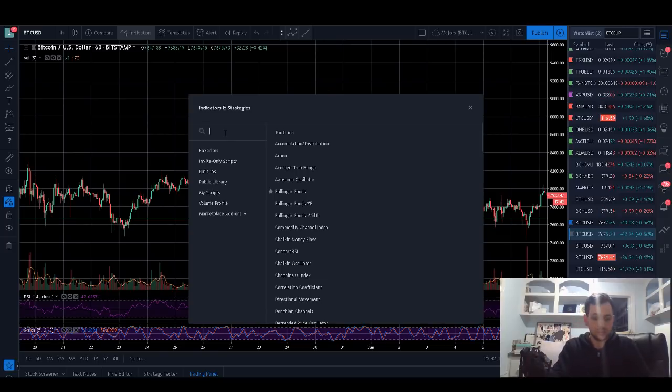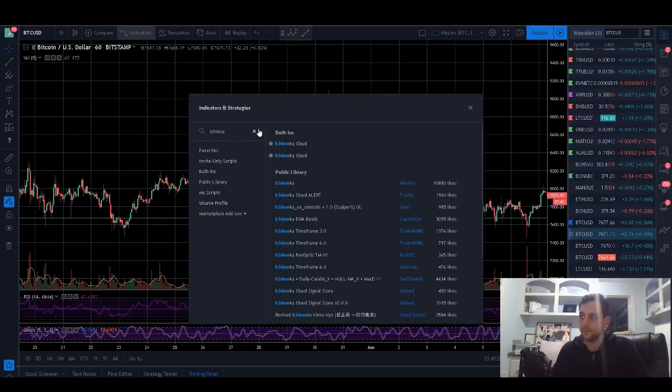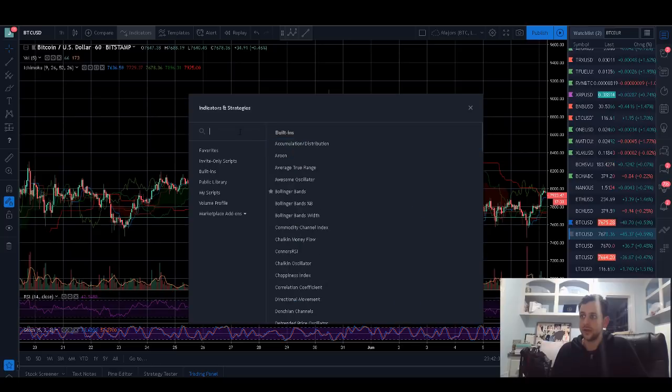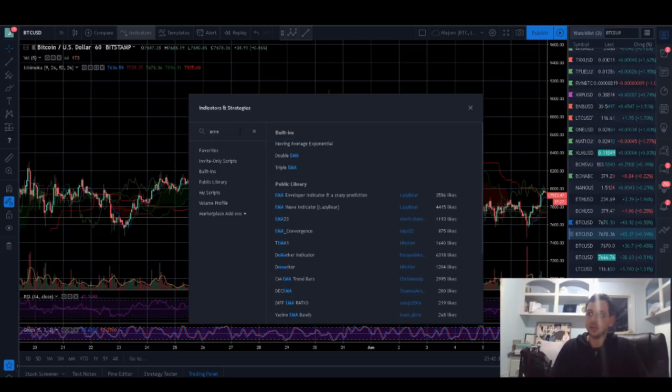So one of them that I use is called the Ichimoku cloud. So I'm going to use the Ichimoku cloud. I'm going to click that. Now that's going to pop up here. Now Ichimoku cloud shows up as one of the indicators. The other indicator I use is the EMA, exponential moving average. So I can click moving average exponential multiple times and have multiple instances of it appear, and then I can change the settings for each one.